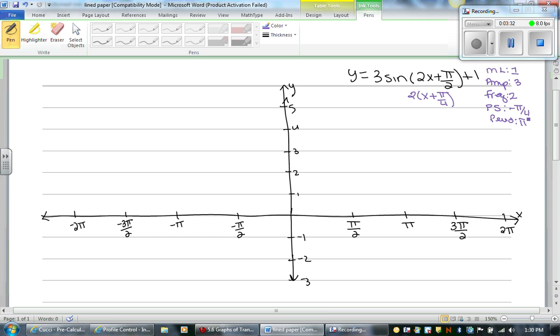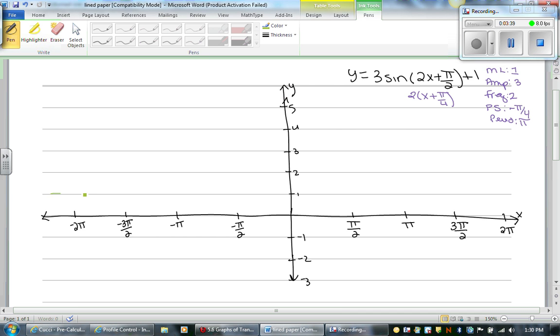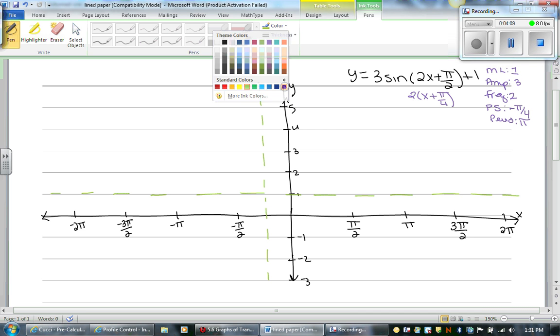All right, so let's put together our starting point. I want to put my midline on there so I have it to work around. I'm going to sketch that in, just to give me a vantage point, because that's like my new x-axis. Pi over 4 to the left is going to be like my new y-axis. So I'm going to put that in as well. And I'm moving to the left, so I'm going to shift it to the left of the origin. All right, so I know sine starts at 0. This is going to work the same way. So our new x-axis, our new y-axis, we're going to start right here.